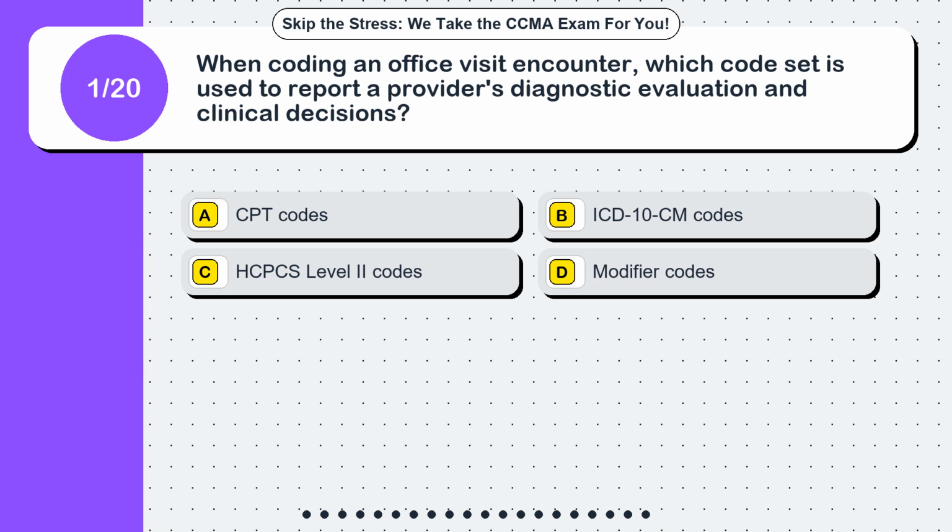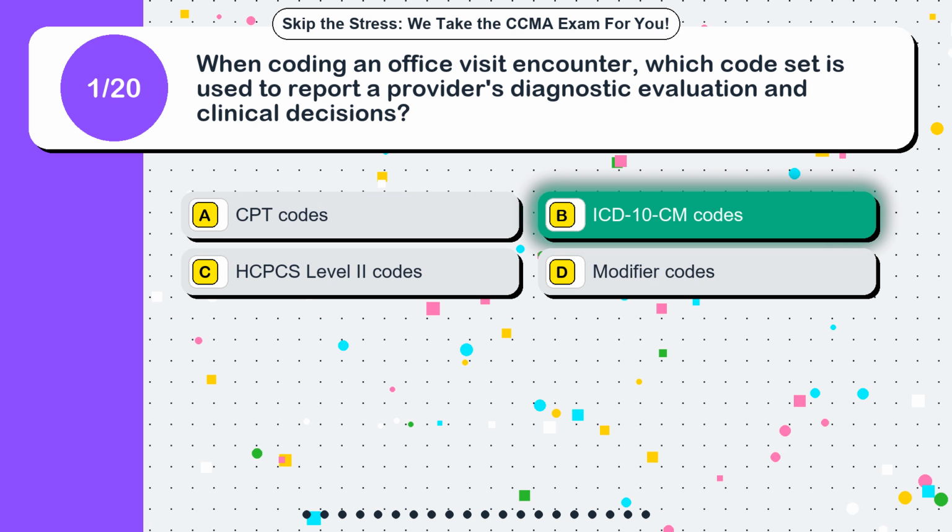Question 1. When coding an office visit encounter, which code set is used to report a provider's diagnostic evaluation and clinical decisions? Option A, CPT codes. Option B, ICD-10-CM codes. Option C, HCPCS Level 2 codes. Option D, modifier codes. The correct answer is option B, ICD-10-CM codes.